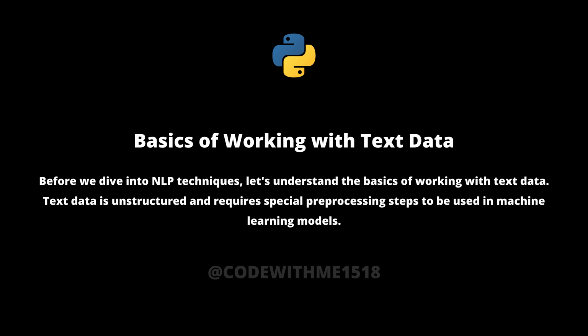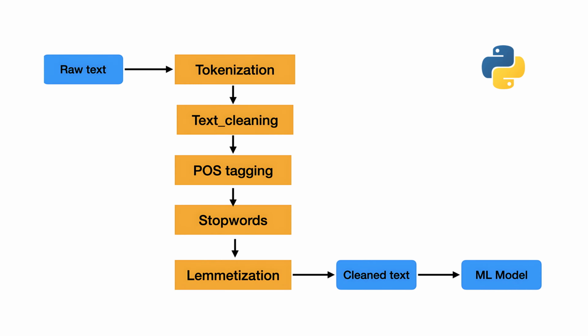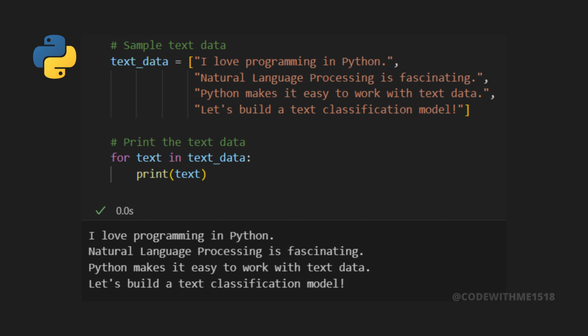Before we dive into NLP techniques, let's understand the basics of working with text data. Text data is unstructured and requires special pre-processing steps to be used in machine learning models. Let's start by loading some sample text data using Python. Now that we have our text data, let's move on to tokenization and stemming.